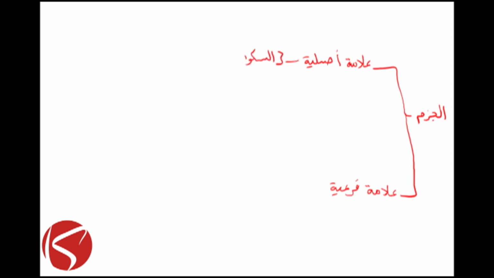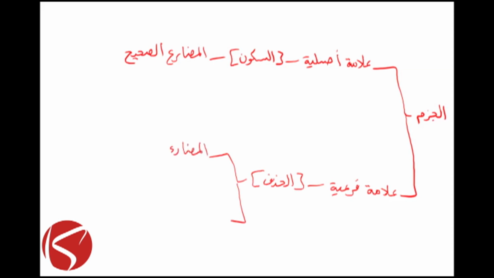So, there's علامة أصلية, and there's also علامة فرعية. The علامة أصلية, again, it's always going to be a حركة, and here it's a what? It's a سكون, and that is the المضارع الصحيح. And the فرعية, it's الحذف, the removal. And there's two things that you do حذف of, simple as المضارع المعتل and الأفعال الخمسة.